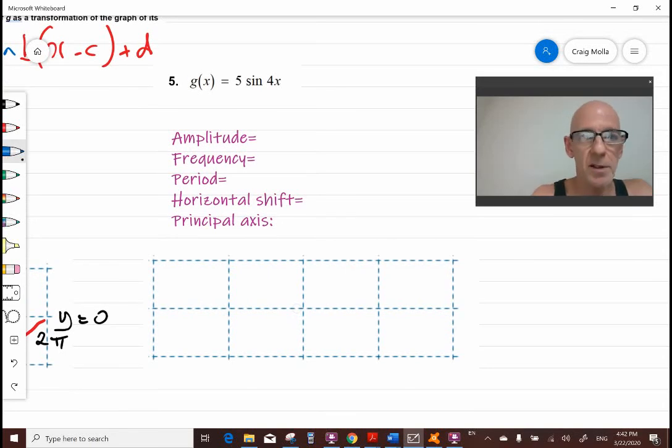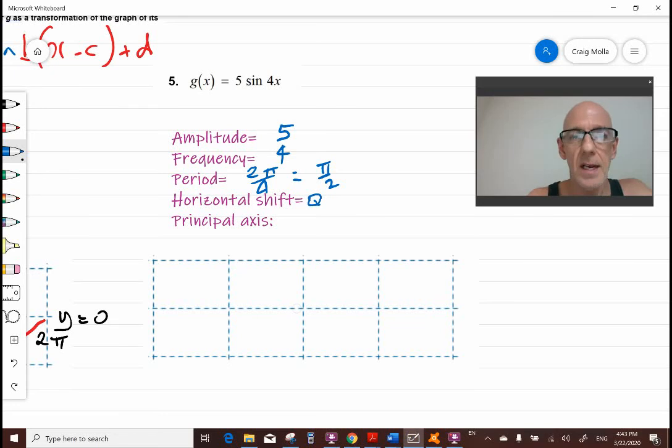All right, for question 5. Same idea. For this one, we're looking and we see that the amplitude is 5. We see the frequency is 4, which means there are four cycles in 2 pi radians. So the frequency is more, which means the period is less. And so the period will be 2 pi on 4, pi on 2. Horizontal shift, well, there is no horizontal shift, starting at 0. Principal axis, there is no vertical shift, so the principal axis is y equals 0.